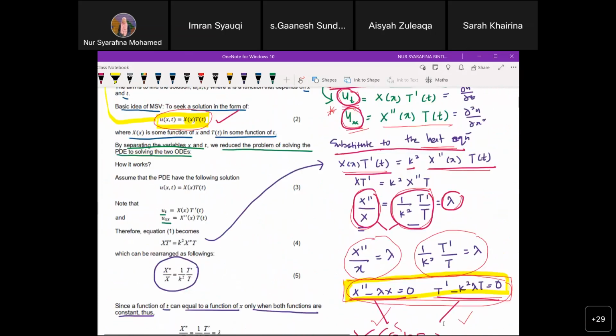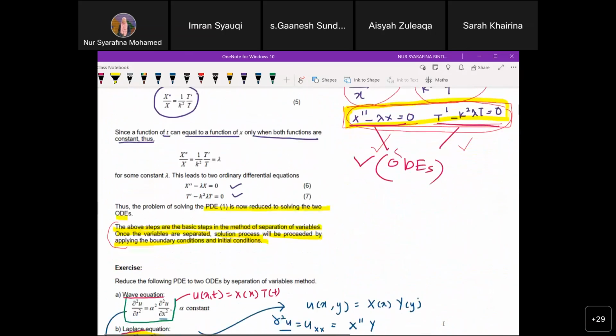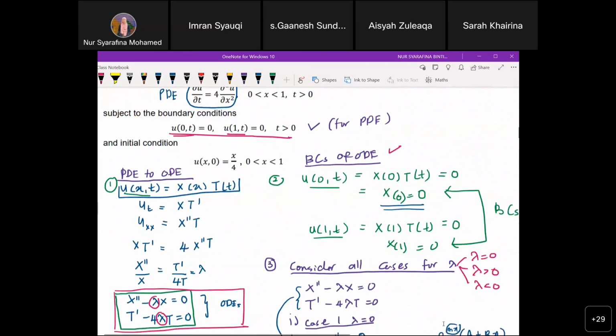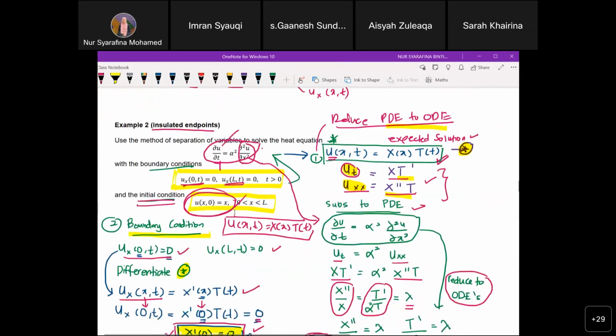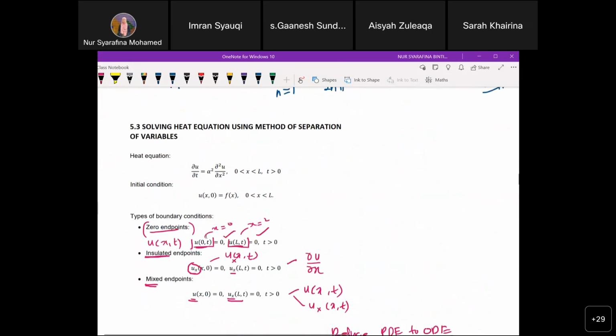So zero endpoints only involve U, okay? Here, U only. And then mixed and insulated endpoints involve Ux. So you just differentiate U with respect to X. For mixed endpoints, it is just a usage of U and also Ux. So it's quite the same process for either zero endpoints or insulated endpoints. So there is no example for the heat equation for that.